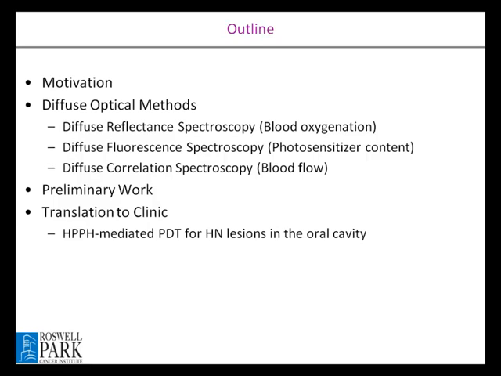So after showing our motivation for our research on head and neck patient monitoring, I will briefly introduce the diffuse optical methods, and then I will show some preliminary work we have done, and mainly jump after that into the clinical translation part on monitoring head and neck patients with oral lesions.